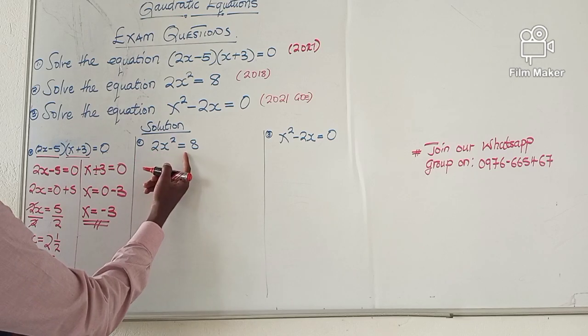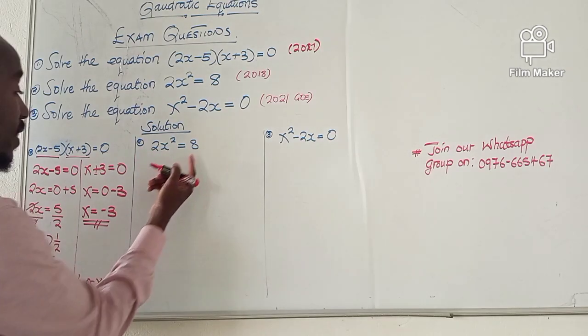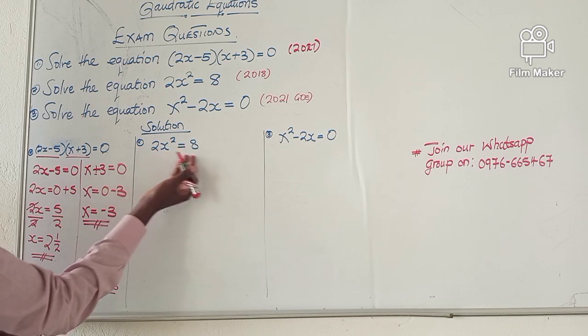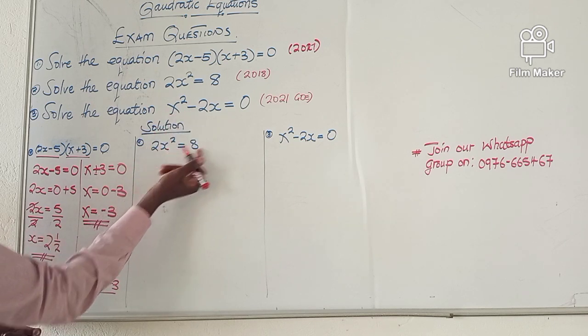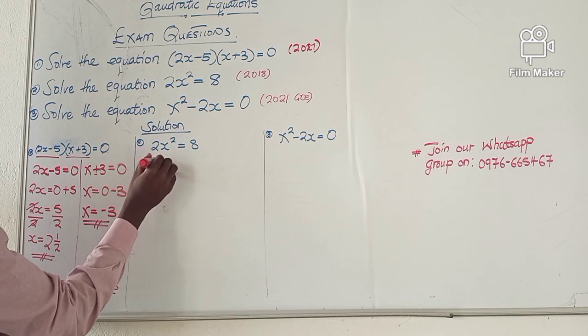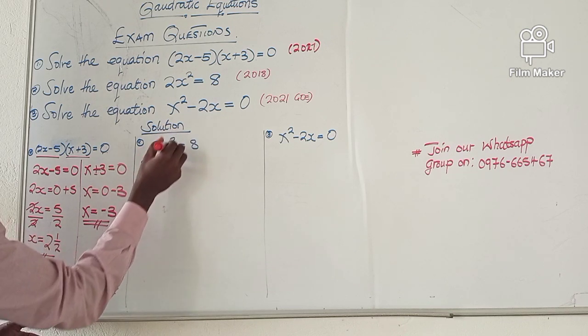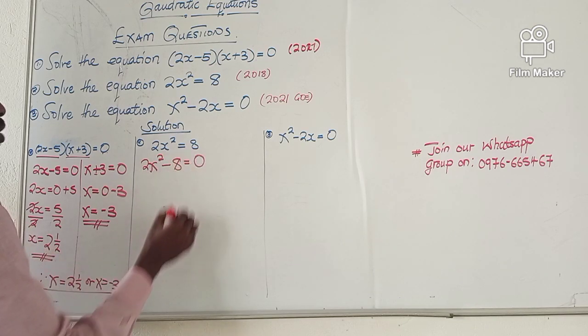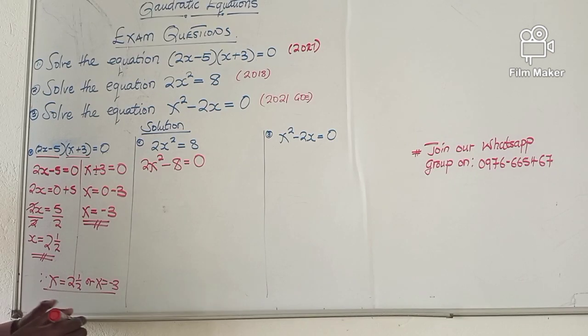Okay, we come to the second question. 2x squared equals to 8. When you have a question like this, we rewrite this equation and bring the 8 to the other side. So this will be 2x squared, and when this 8 crosses the equal sign, it will be minus 8 equals to 0. There we have a standard equation.